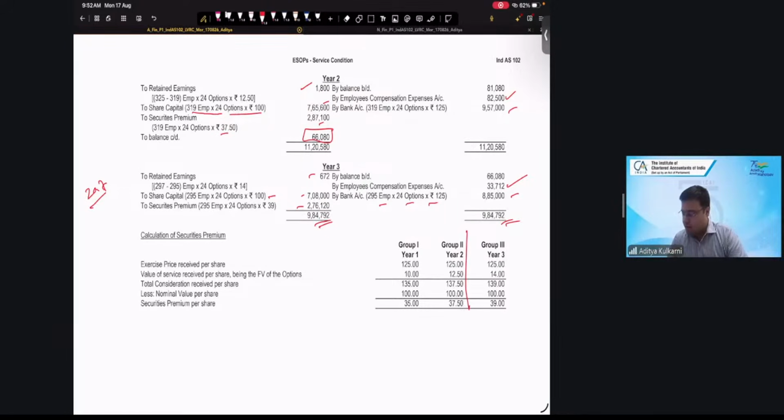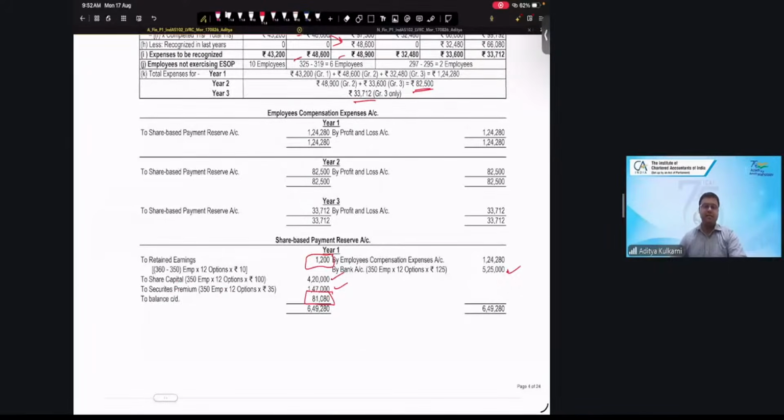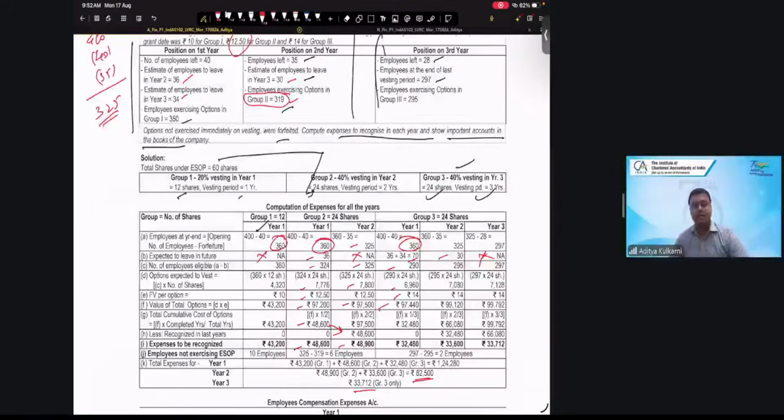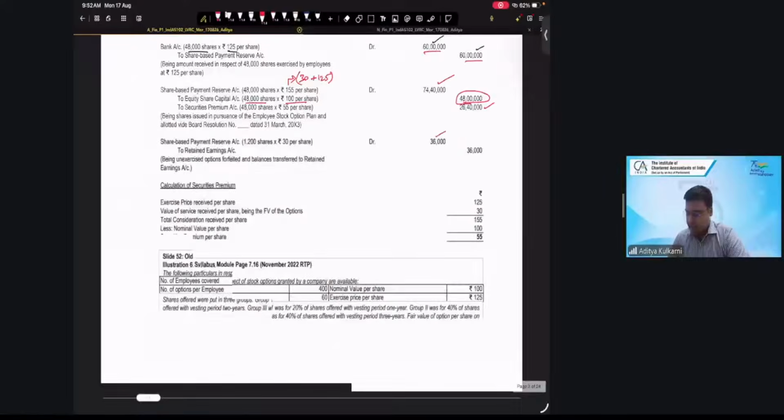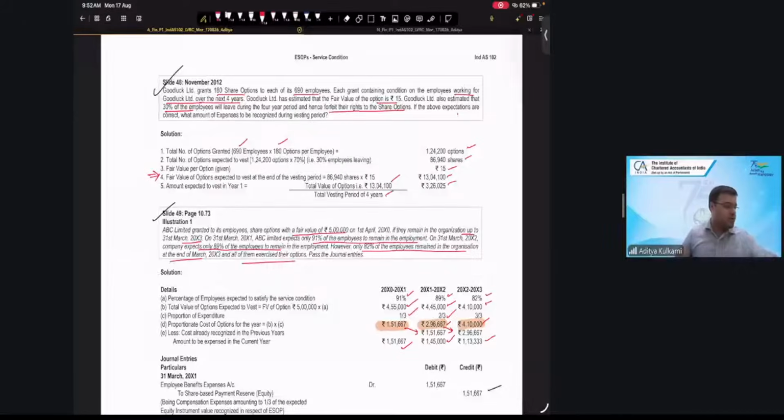So then what will be left is no SBP reserve. All expenses are booked. All SBP reserves are either moved to equity and premium or they have been moved to retained earnings. So this is the concept of graded vesting, where every year a small portion of the overall employee stock option pool gets vested. Okay. So with that, I think it concludes your stock option plans.